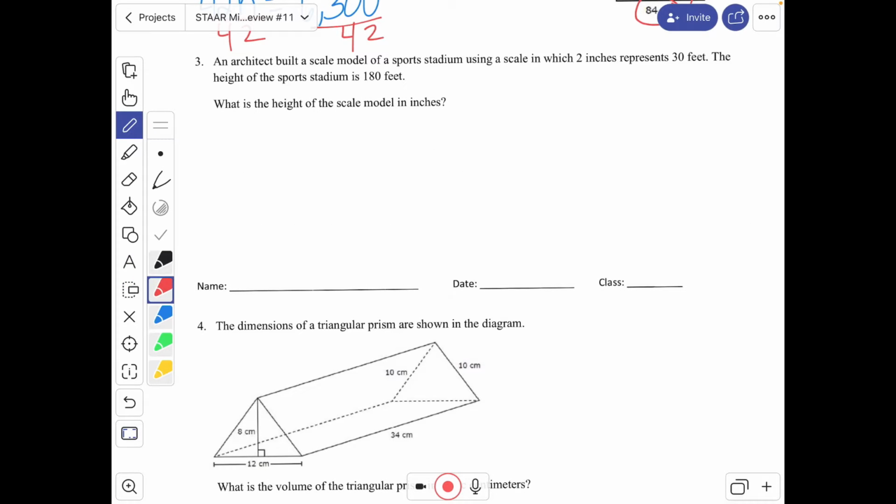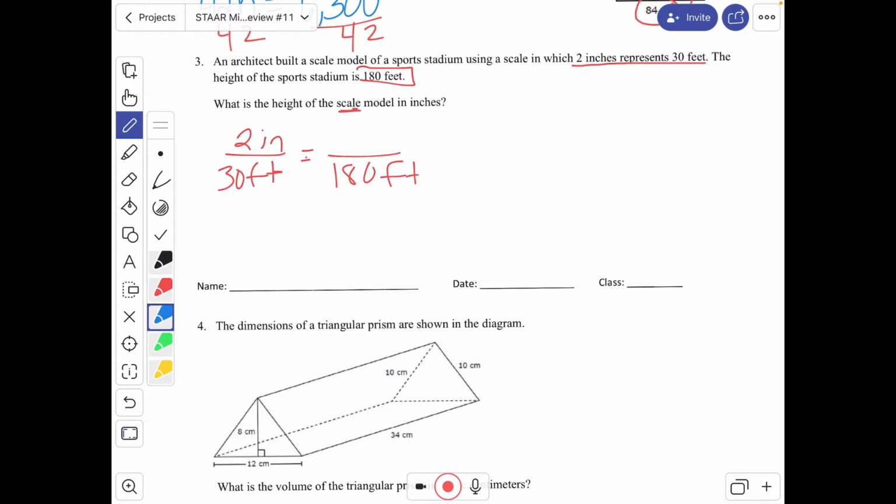Number 3, an architect built a scale model of a sports stadium using a scale in which 2 inches represents 30 feet. The height of the sports stadium is 180 feet. What is the height of the scale model in inches? Anytime we're talking about a scale or we're given a rate, we can set up a proportion. So 2 inches to 30 feet, and then the 180 feet would match up with the other 30 feet, and we can solve the proportion.